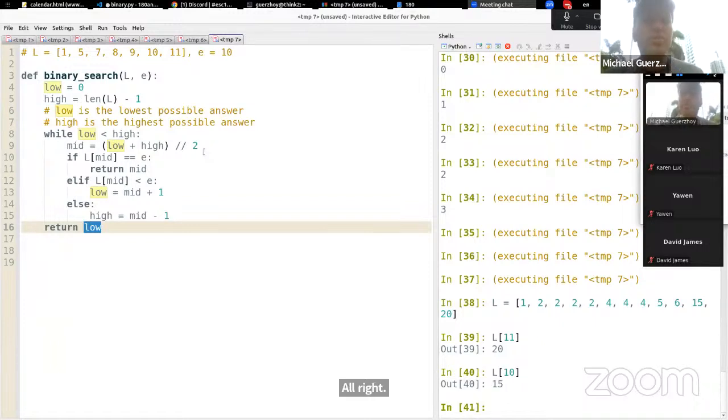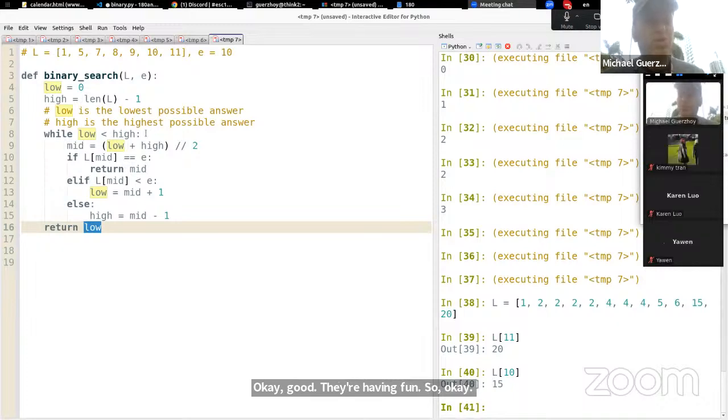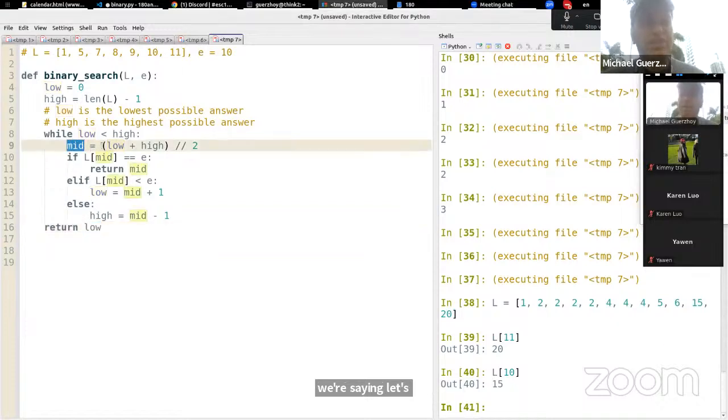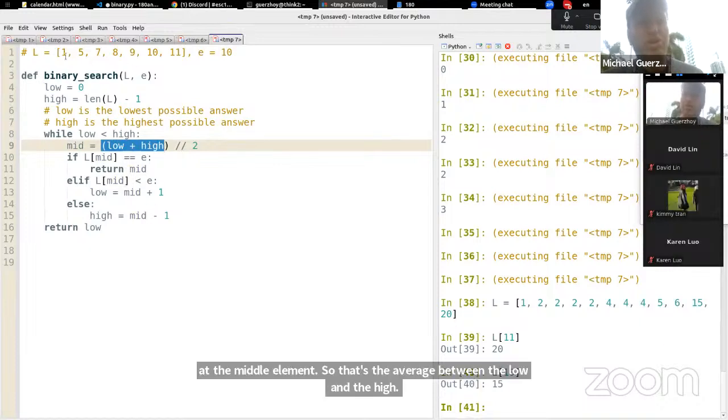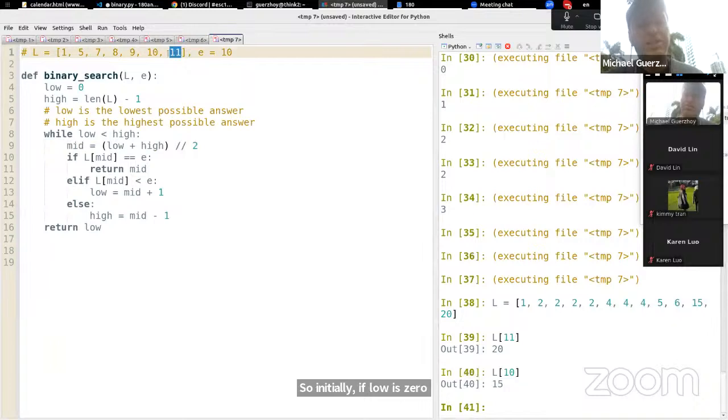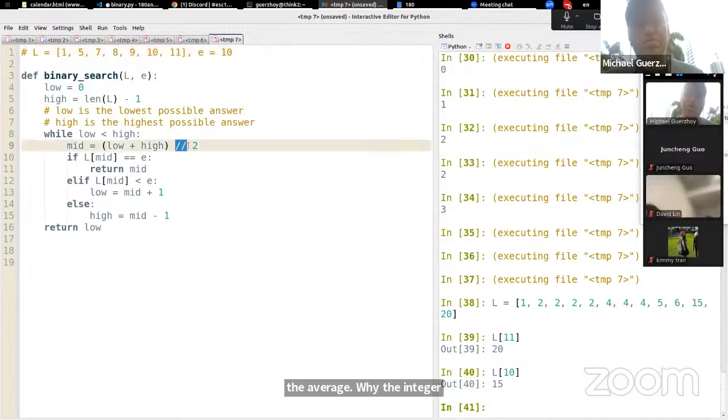So, okay. What is it that we're doing here? We're saying, let's look at the middle element. So that's the average between the low and the high. Initially, if low is 0 and high is the location of this, mid is going to be the average. Why the integer division? Well, because it has to be an index. So if low plus high happens to be odd, then we just round it. All right.